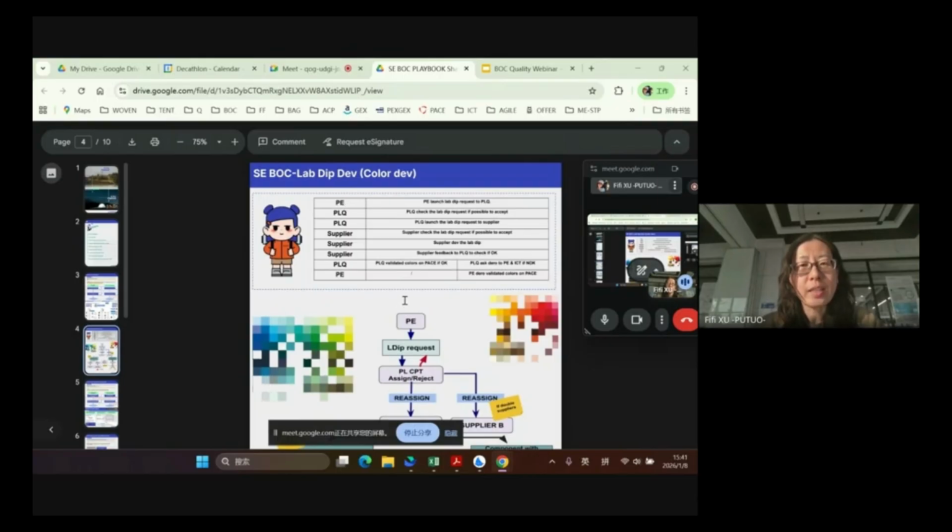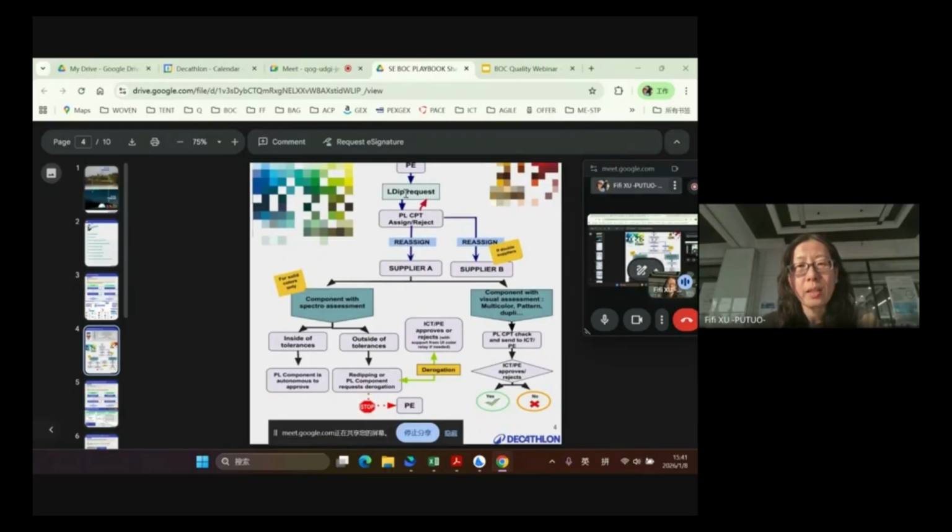I can see that for 90% of the cases, the color is not ready because it was not launched from the PE side. Remember that when you get an order or you want to place an order, please double check with your PE side whether they already launched the color or not. And the flow is quite simple.